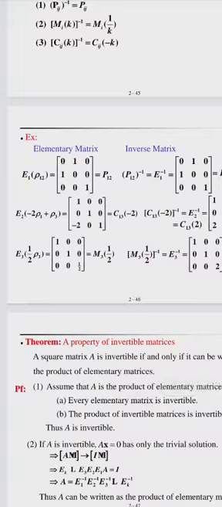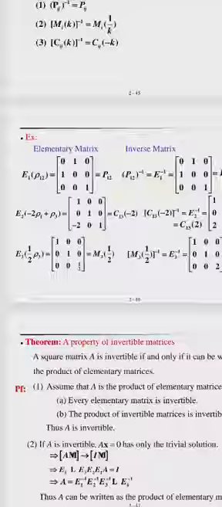The next, write the value of E2 of minus 2 row 1 plus row 3 equal to the elementary matrix 1 0 0 0 1 0 minus 2 0 1. This value is C13 of minus 2. Then we can see the third note: Cij of k the whole inverse equal to Cij of minus k. Then ij value is 1 3, k value is 2.